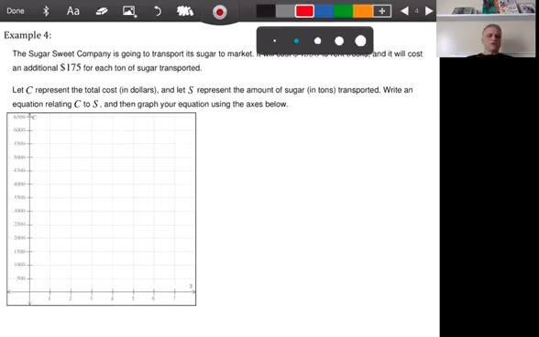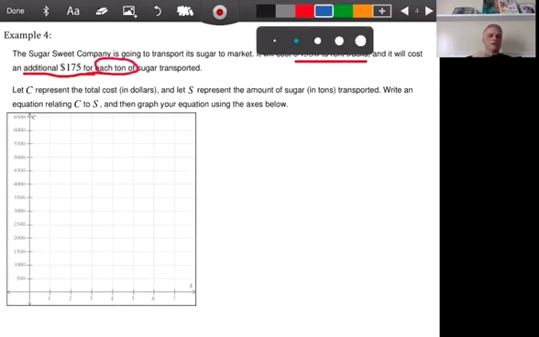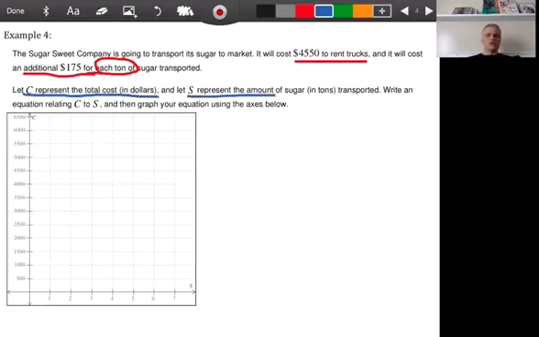So it asks us to, again, write an equation relating the 2 variables. So let's see what it says. The Sugar Sweet Company is going to transport its sugar to market. It's like deja vu. It will cost $4,550 to rent the trucks, and it'll cost an additional $175 for each ton of sugar transported. Okay, so we're going to let C represent the cost in dollars, S represent the amount of sugar in tons. So let's get our equation right here.